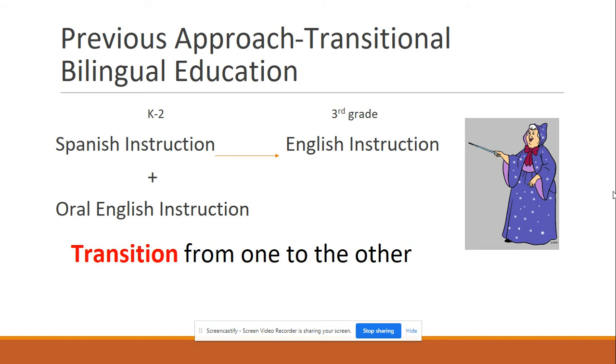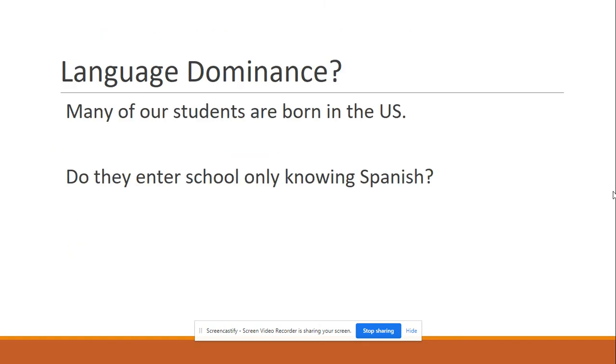In the previous approach, we had different programs, like transitional bilingual education. From grades K to second or third grade, we had Spanish instruction until the students were fluent in English, so oral English instruction was very evident in the classrooms. The transition from one language to the other was happening until third grade in the late exit model.